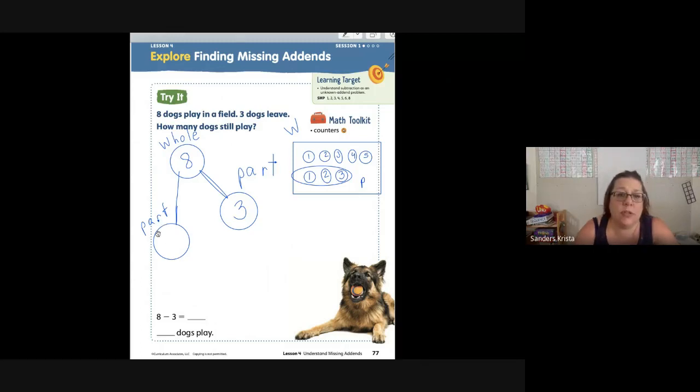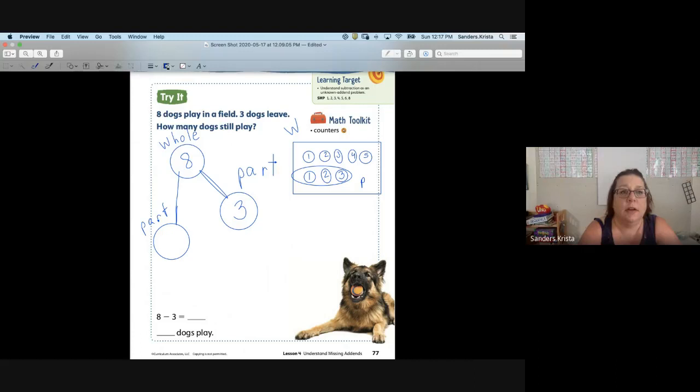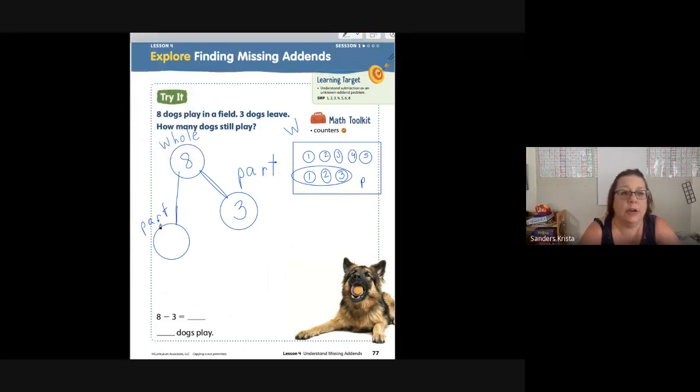So I could also show evidence here. I'm going to get a different color. I could also show evidence by counting on in my other part. So let's do that. Starting at 3, we're going to count to 8. 3, 4, 5, 6, 7, 8.